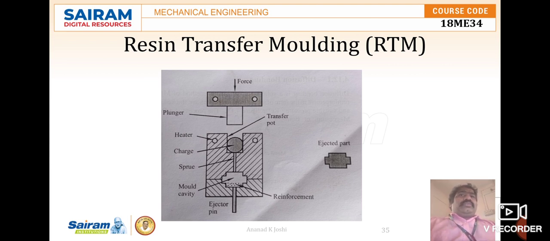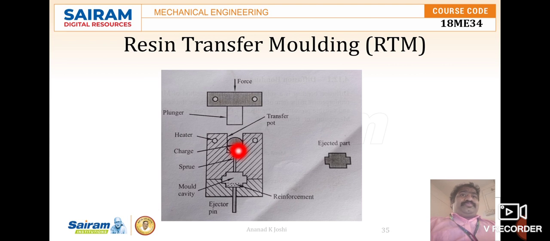In this process, the mold cavity is initially given a gel coat and filled with the reinforcing material, preformed fibers, and then the mold is closed. A pre-weighed amount of polymer mixed with additives and fillers is placed in the transfer pot. You can see this transfer pot, the carriage, the heater, and this is the main charge.